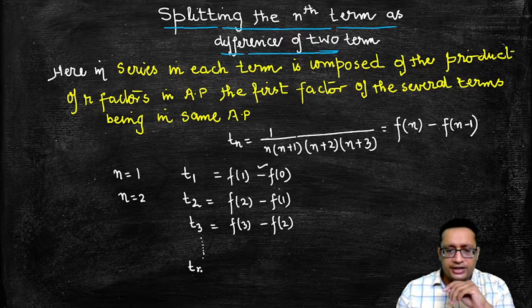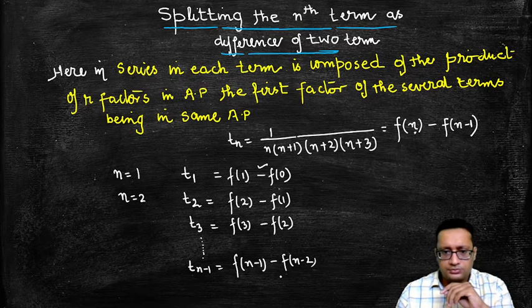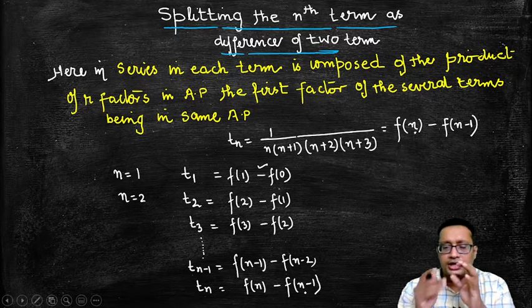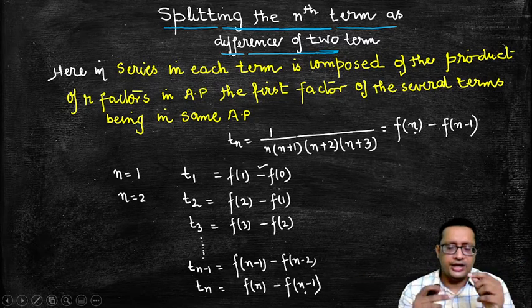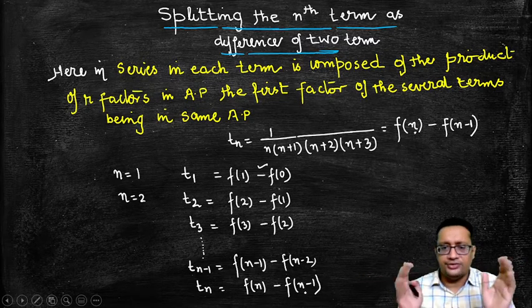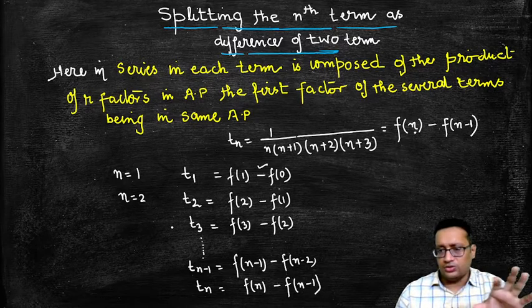If I place n minus 1, what will I get? f of n minus 1 minus f of n minus 2. And for the last term Tn, I will get f of n minus f of n minus 1. So here we have to write the series as a difference of two terms, and after that place n equal to 1, n equal to 2, n equal to 3, and so on up to n equal to n.